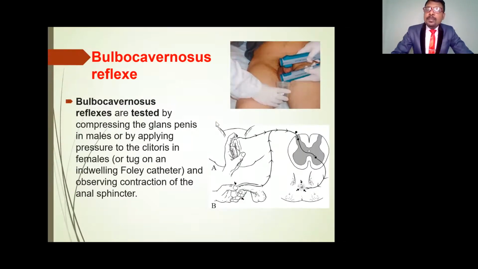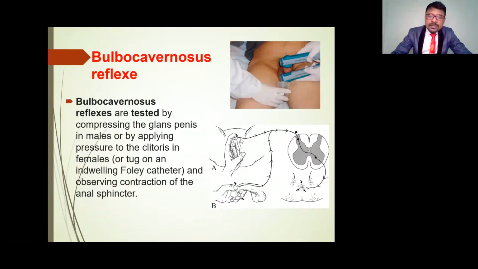So the next one is the bulbocavernous reflex. The bulbocavernous reflex is also a superficial reflex, and it is commonly checked in case of spinal cord injury, to see whether spinal shock is present or not. We can check it with the bulbocavernous reflex. So how do we do this reflex? What is the stimulus here? The stimulus is to compress the glans penis in males by applying pressure on the glans penis. In females, we have to press the clitoris.